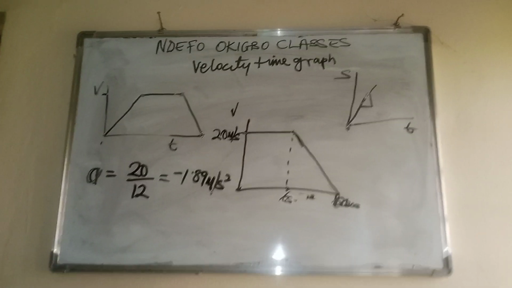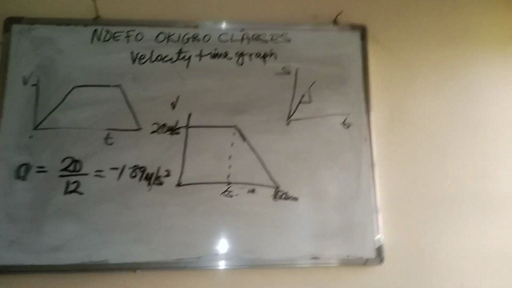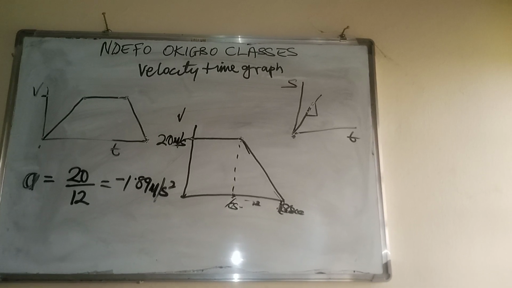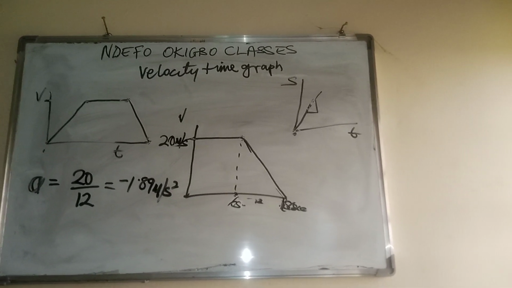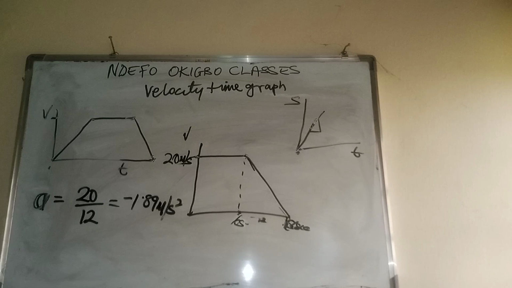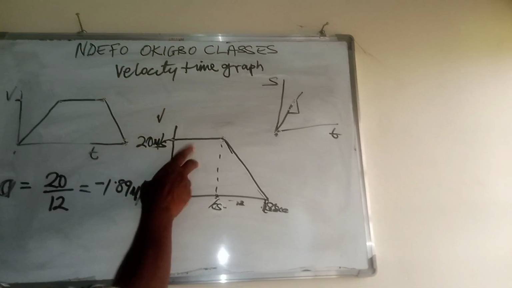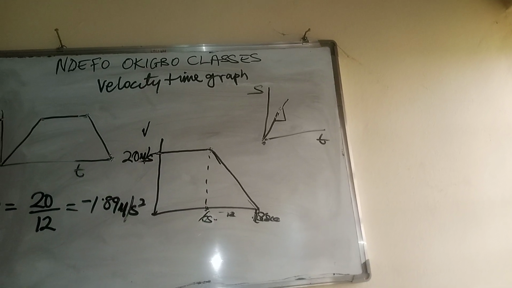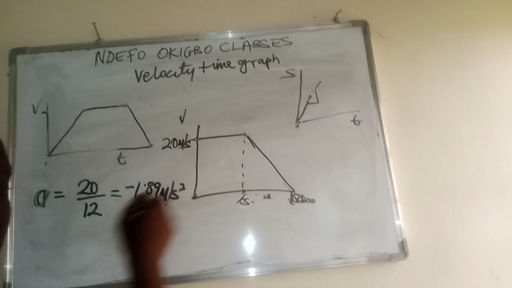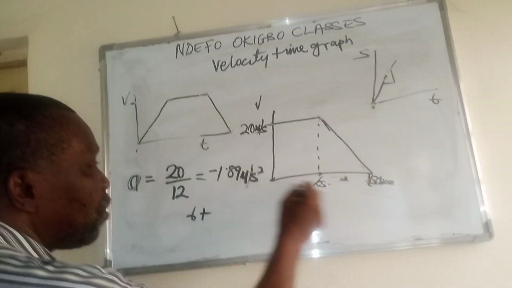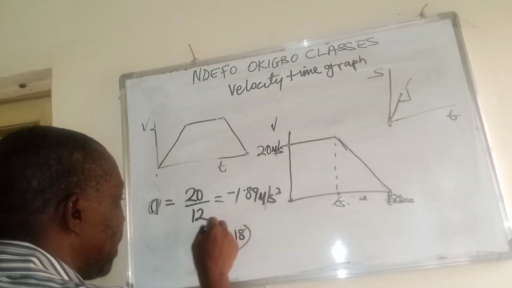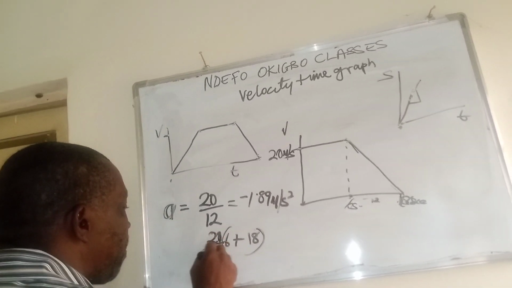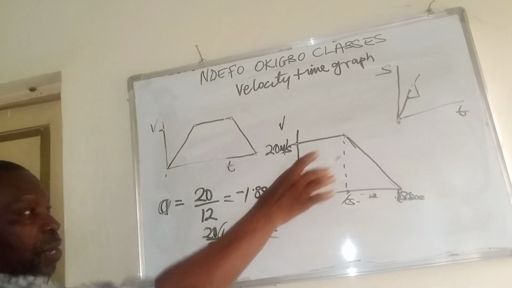Now the next question says, calculate the distance traveled by the vehicle. The distance traveled by the vehicle is simple. It is the area of the graph. The area of this graph will give you the distance traveled. And what is the area? This graph is a trapezium. From here to here is 6. So 6 plus the total, which is 18, times the height, 20, divided by 2. That's the area of this trapezium.